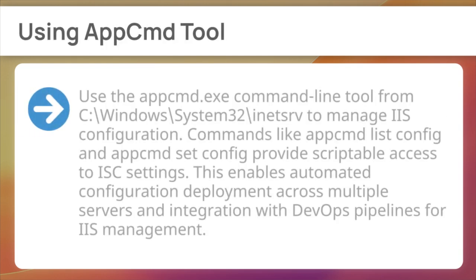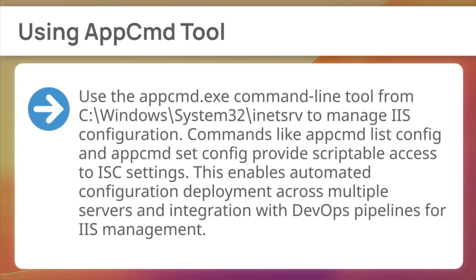Finally, using the AppCmd tool. Use the AppCmd.exe command line tool from C:\Windows\System32\inetsrv to manage IIS configuration. Commands like appcmd list config and appcmd set config provide scriptable access to ISC settings. This enables automated configuration deployment across multiple servers and integration with DevOps pipelines for IIS management.